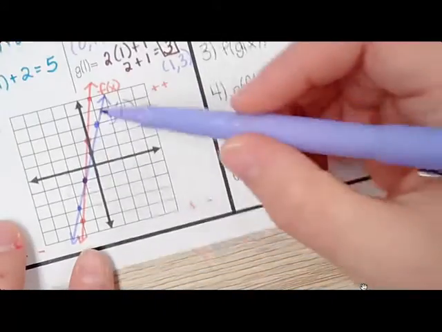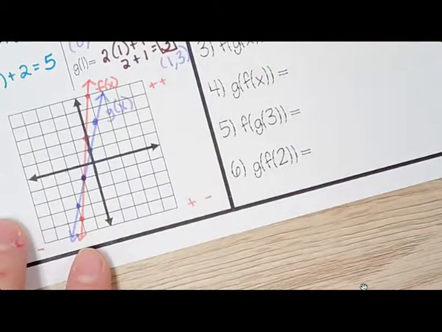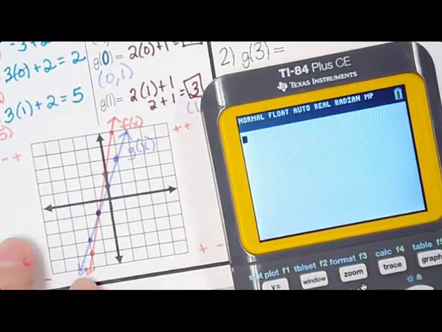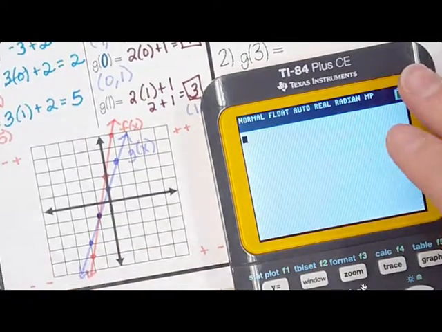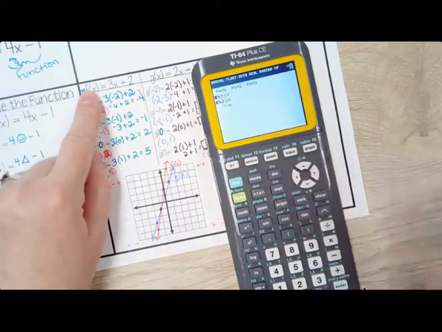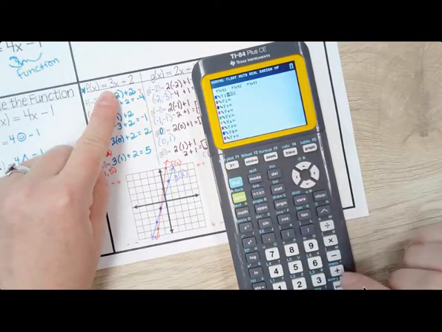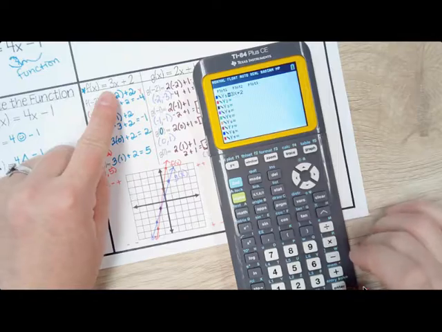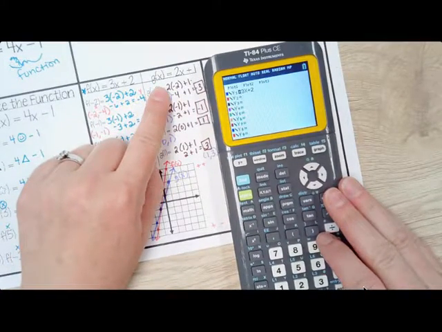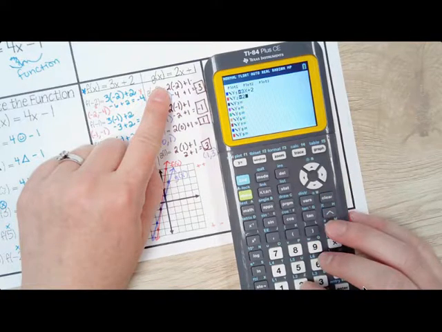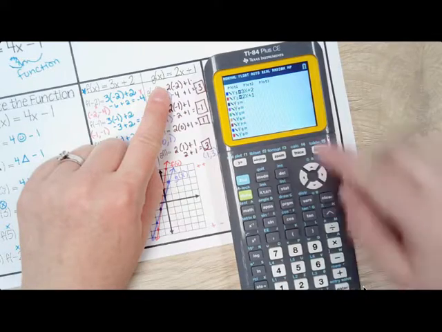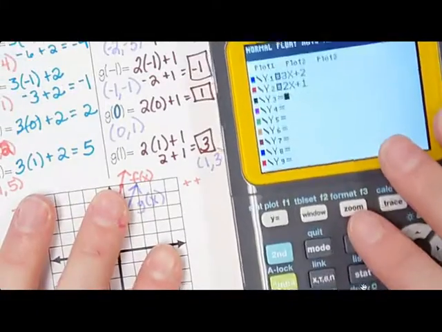Okay, so one thing I do want to mention is we could also do this in the calculator. So everybody go to y equals in the calculator, and we are going to graph this. So go to y equals, plug in 3x plus 2 for y1. And then g of x is going to be your y2, 2x plus 1. So you have y1 and y2 on there.